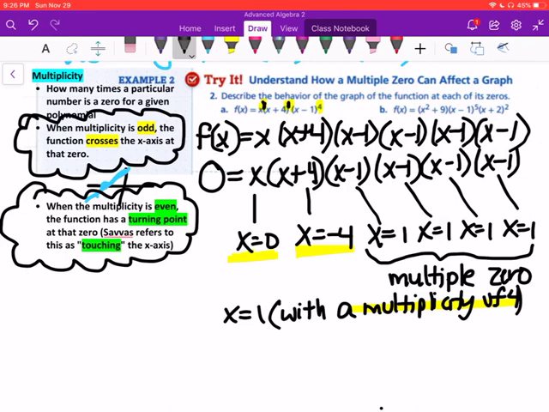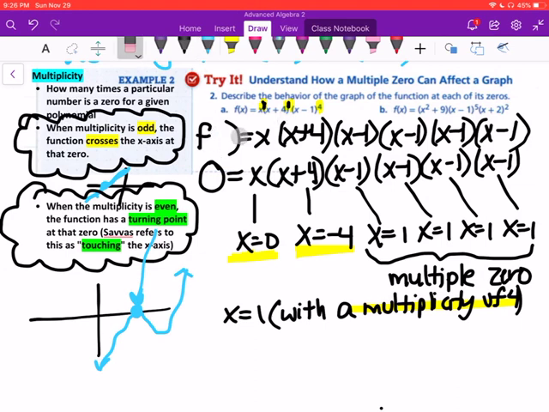So here's a picture of what that would look like. So x, y, and maybe my graph would look like this. So like right there. Turning point on the x-axis. Or you would call it touching. So let's sketch the graph for part A so that we can get an idea of what's happening here.